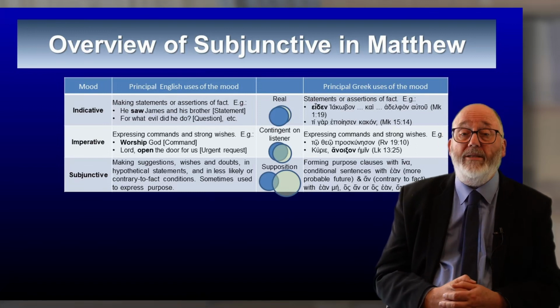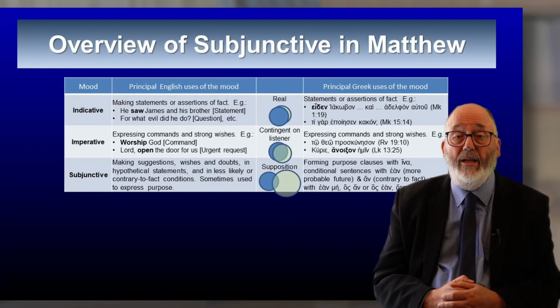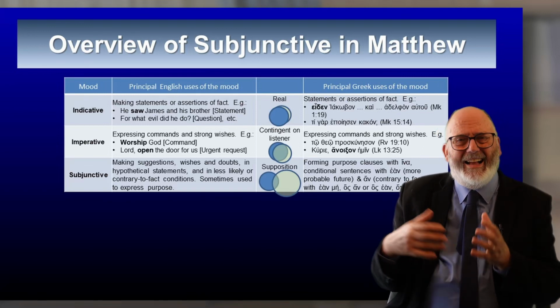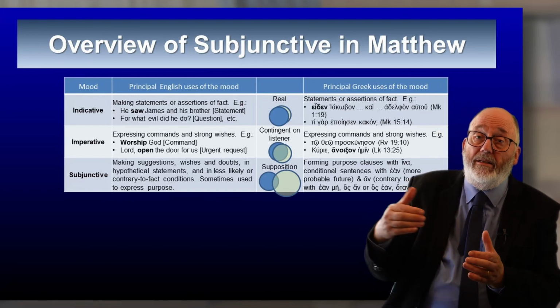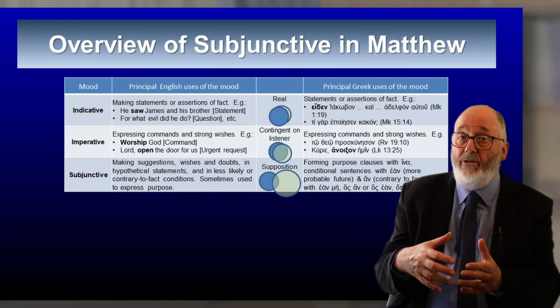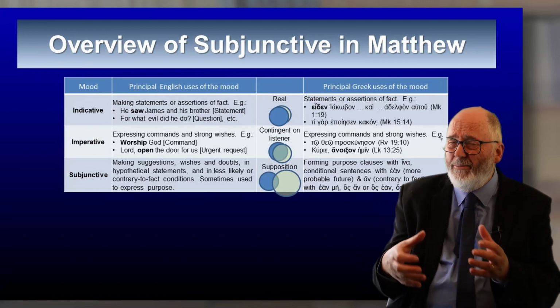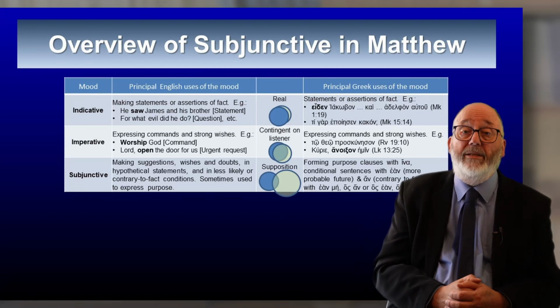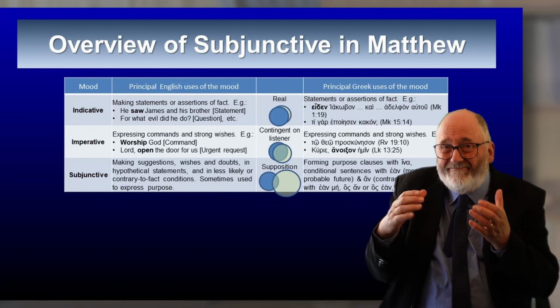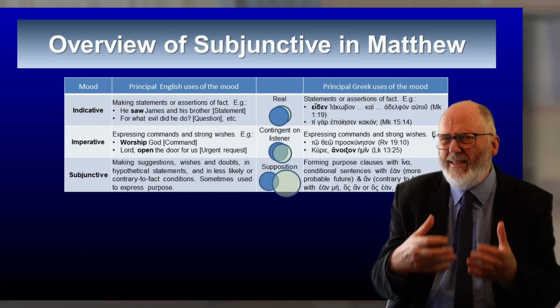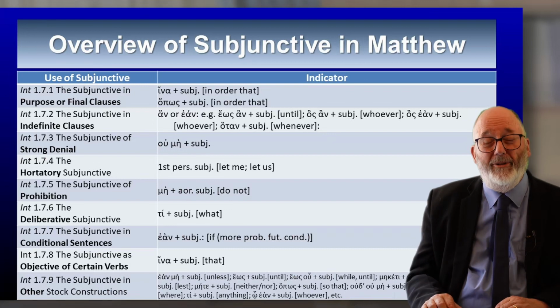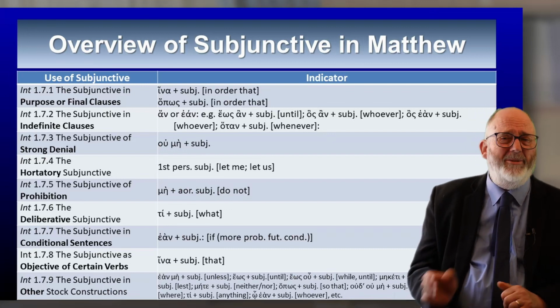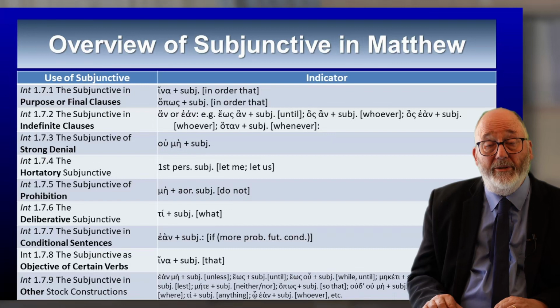So the indicative is making statements about real events. An imperative is asking for something to happen, but it is contingent on somebody else doing it. So it's kind of about real things, but it's contingent. And the argument is the subjunctive is about things that are less real. They're about supposition, perhaps. So let's see if that explains what's going on. Here are the uses that we've looked at of the subjunctive in the Gospel of Matthew, and that pretty much reflects how it's used in the whole of the New Testament.